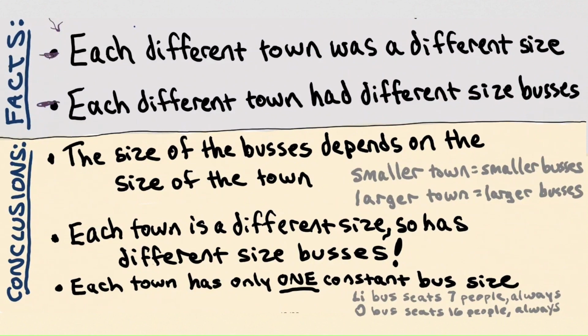And each different town had different size buses. So Oxygen had their size buses that could fit 16 people. Little Village had their size bus that could fit 7 people each. And the Big City Ron had their size bus that could fit 222 people each, right?